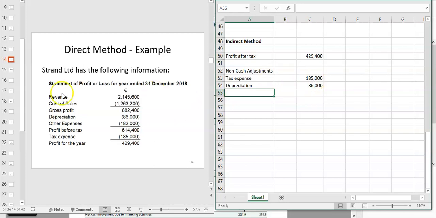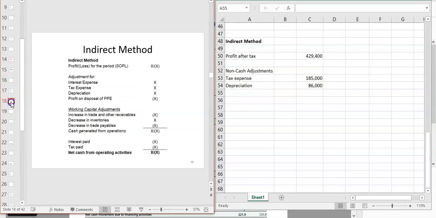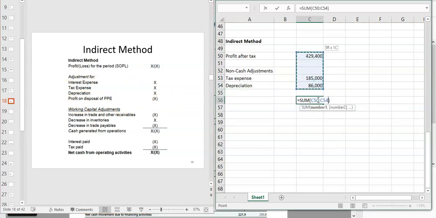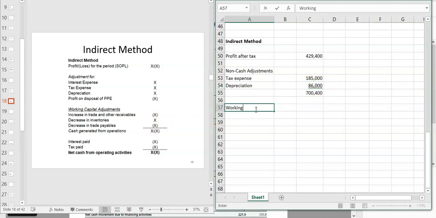So that's our first two non-cash adjustments. You come down here and you'll see the layout. We don't have any interest expense. We don't have any profit on disposal. So what we're going to do there then is a subtotal. Our subtotal after the non-cash adjustments gets us to 700,400. Now we're going to go on and do our working capital adjustments.